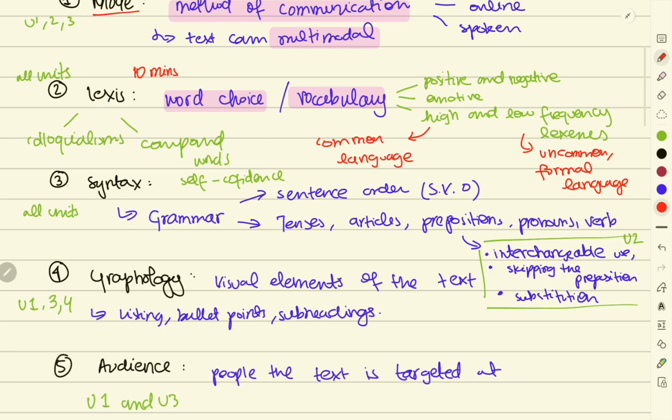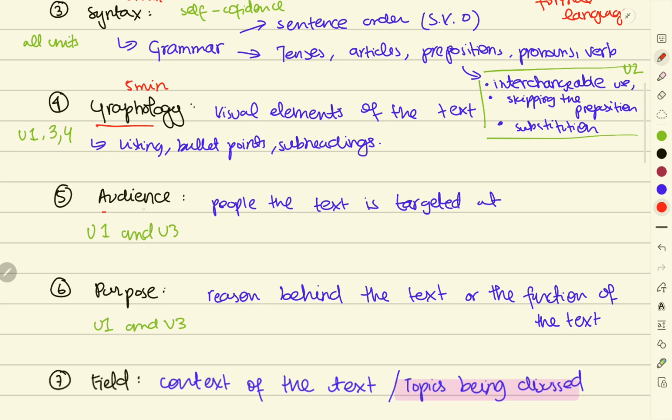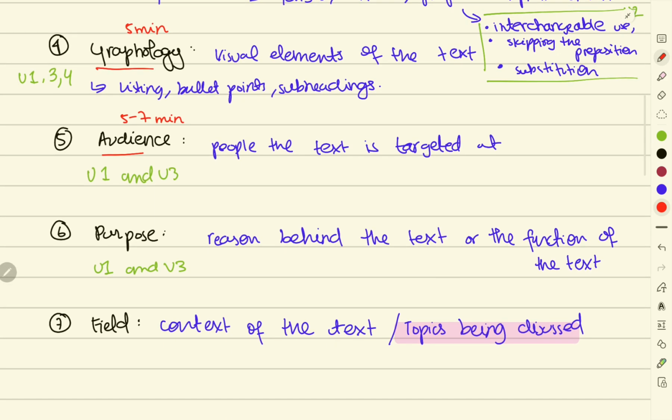Then the lexis of both the texts for 10 minutes, then around 8 minutes for syntax, this would take me 5 minutes for graphology, around 5 to 7 minutes for audience. And I'm not telling you random estimates. I've done a lot of practice, and so I know usually if you have a decent writing speed, you can finish it in 5 to 7 minutes, and this would be in about 5 minutes as well.